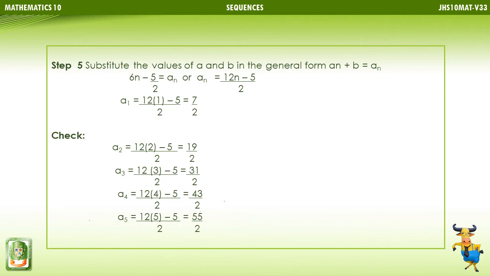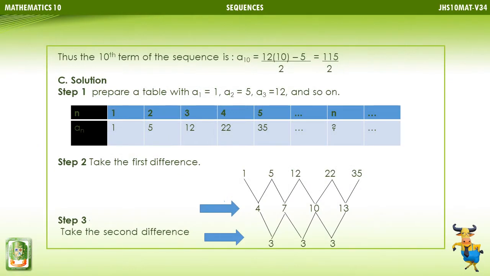Check. a sub 1 equals 6 times 1 minus 5 halves equals 7 halves. a sub 2 equals 6 times 2 minus 5 halves equals 19 halves. a sub 3 equals 6 times 3 minus 5 halves equals 31 halves. a sub 4 equals 6 times 4 minus 5 halves equals 43 halves. a sub 5 equals 6 times 5 minus 5 halves equals 55 halves. Thus, the 10th term of the sequence is a sub 10 equals 6 times 10 minus 5 halves equals 115 halves.